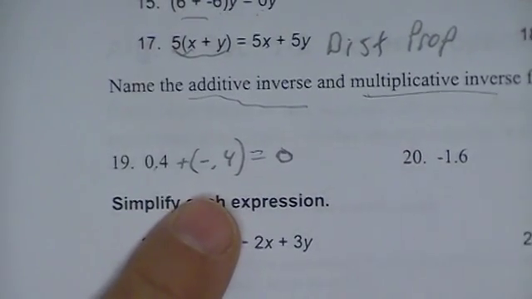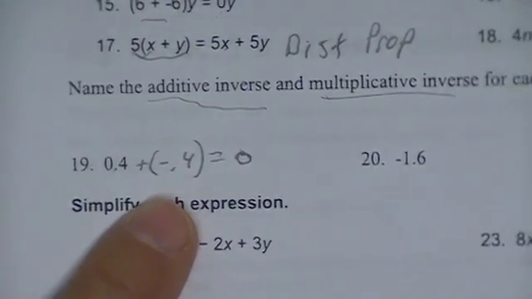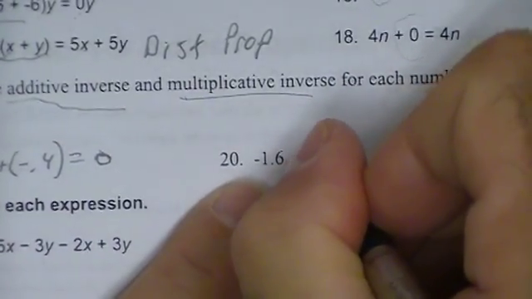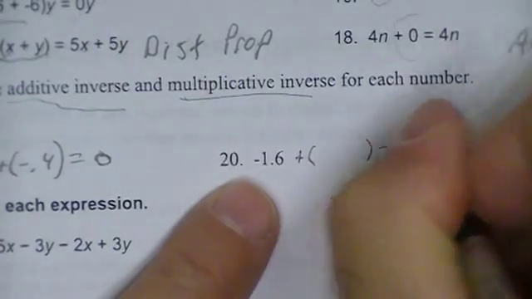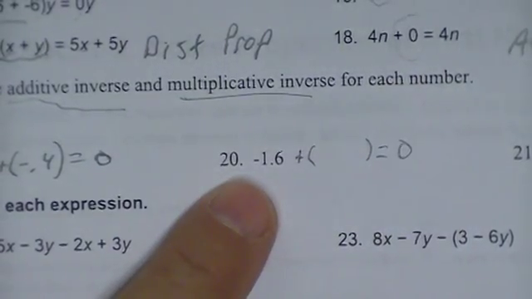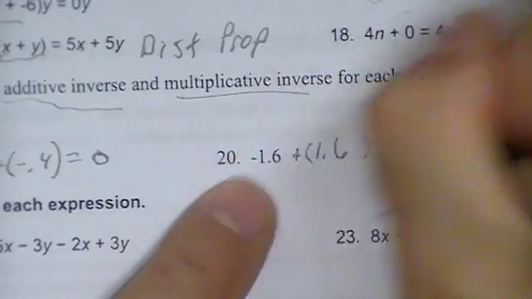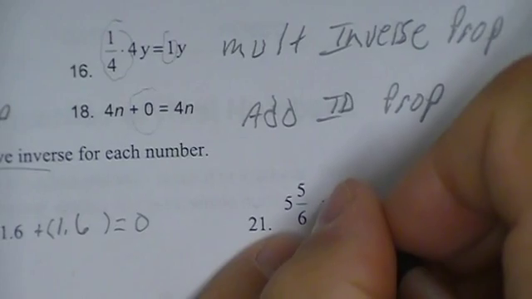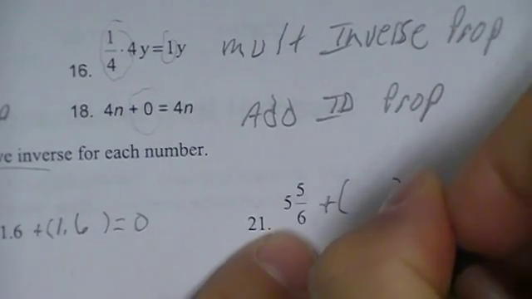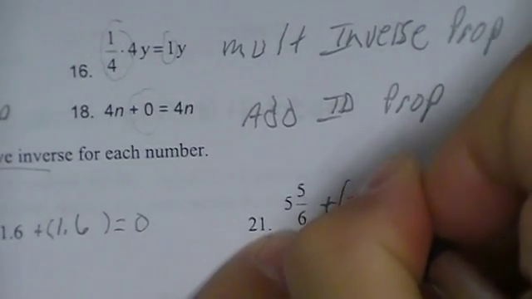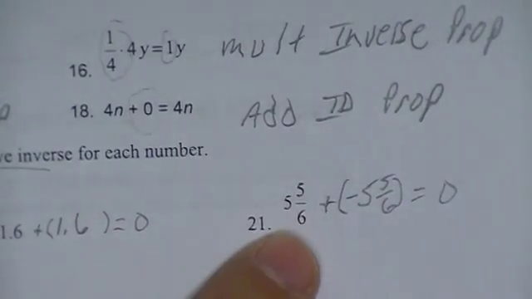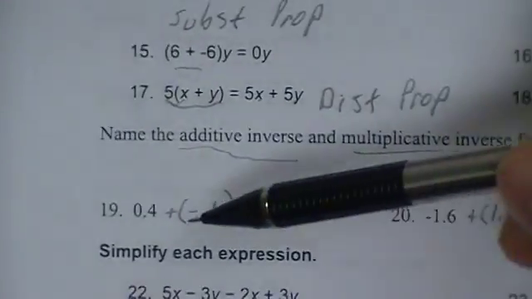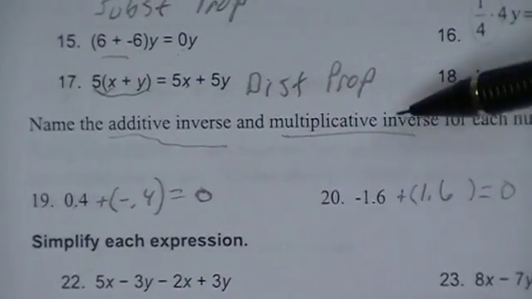We also have to do the multiplicative inverse. We'll do that in a minute. Okay, so what do I have to add to this to get 0? I have to add a positive 1.6, just the opposite number. What do I have to add to this to get 0? A negative 5 and 5/6. Okay, so positive and negative are the same number. That's the additive inverse.